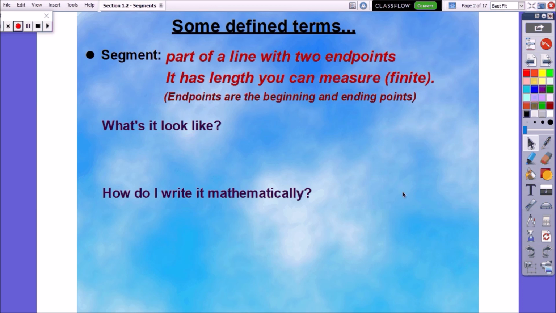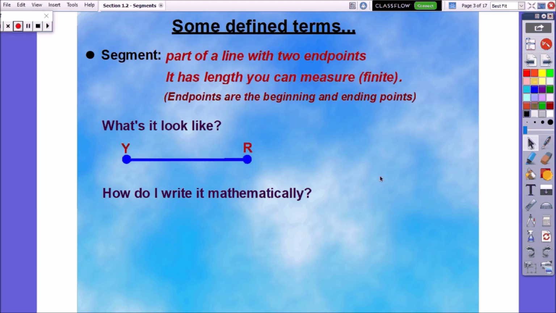So a segment, as I said, is something you can measure. It's finite. It is not infinite. And the endpoints are basically your beginning and ending points. Does it matter which one's the beginning and which one's the ending? No, it won't matter. Just like with lines, which could be viewed from left to right or right to left, segments are also going to be viewed in that same way.